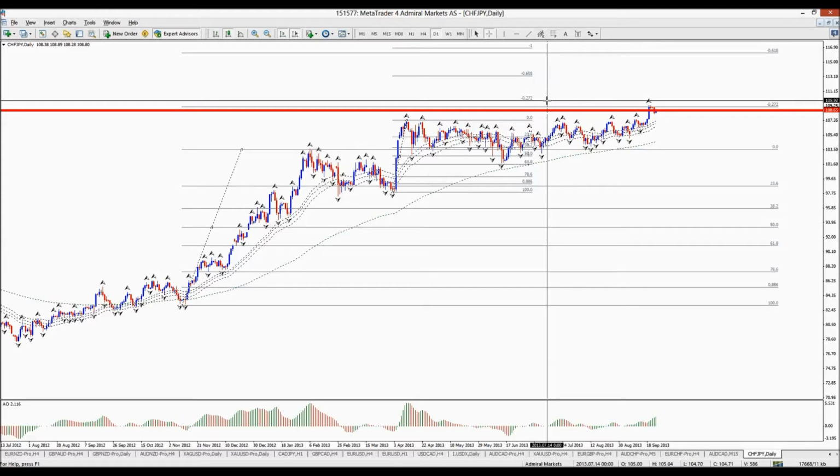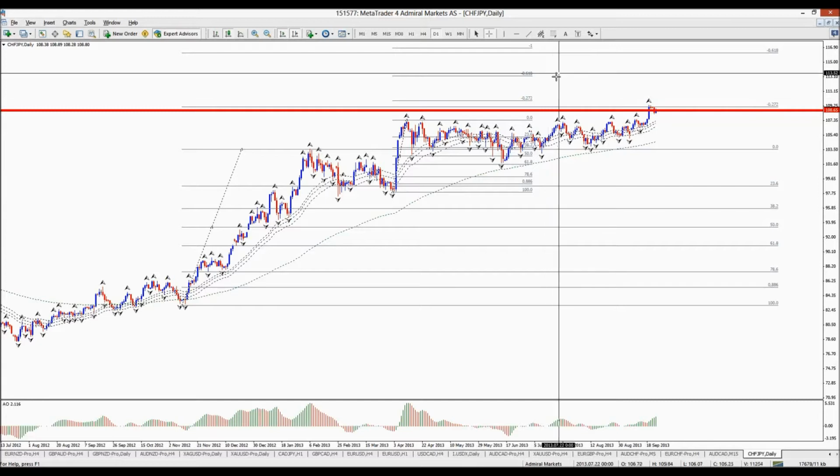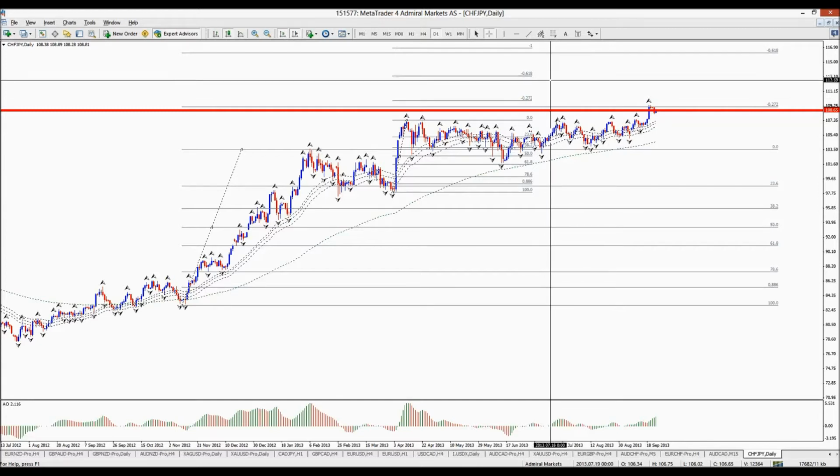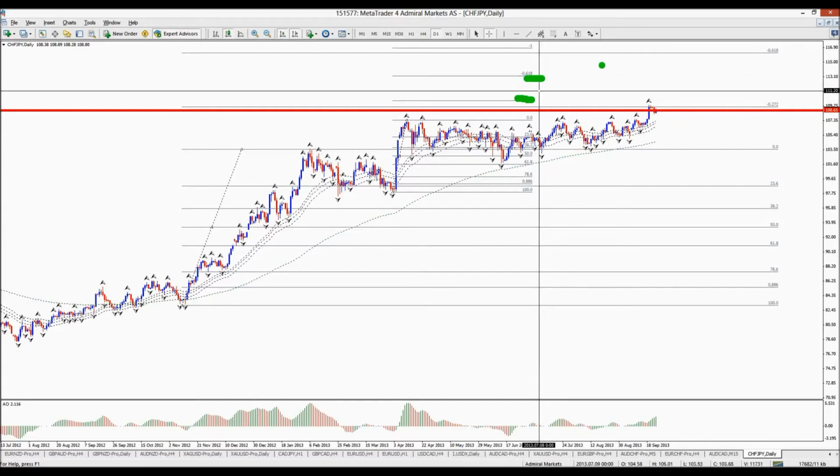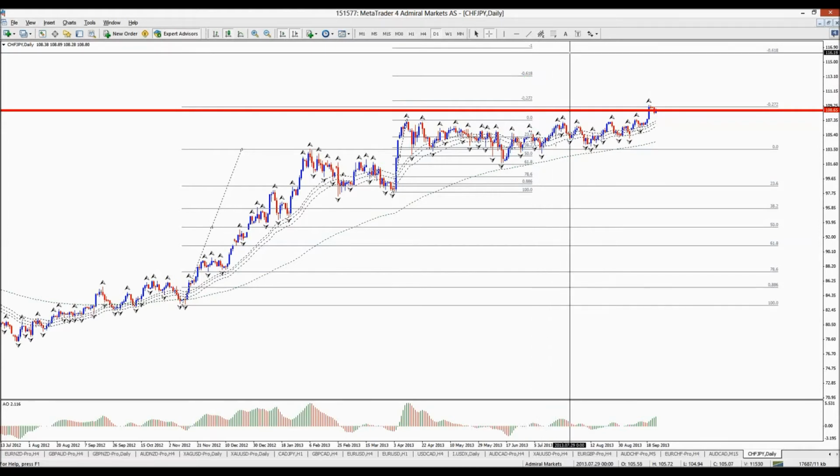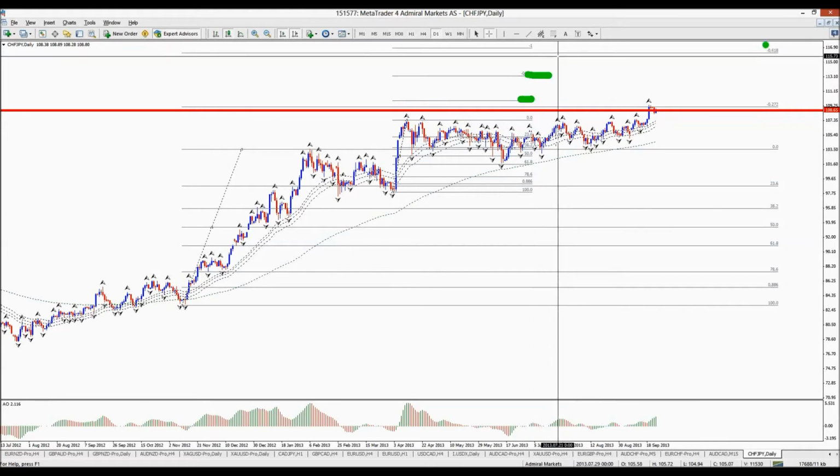That's 109.90, and price at 109.40. 109.90 could still be a level just with the 110 even number. If we break that, the 618 is at 113. So 110, 113, 116, those seem to be the targets here for the Swiss yen at the moment.